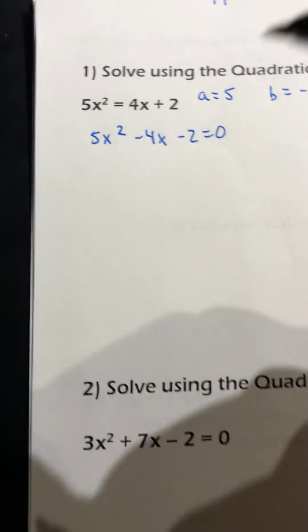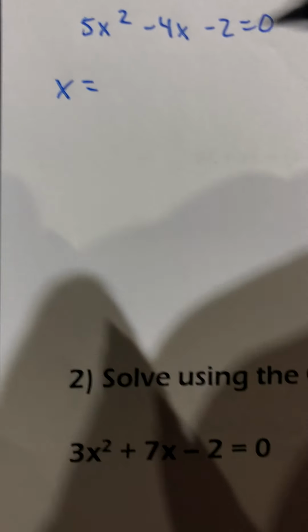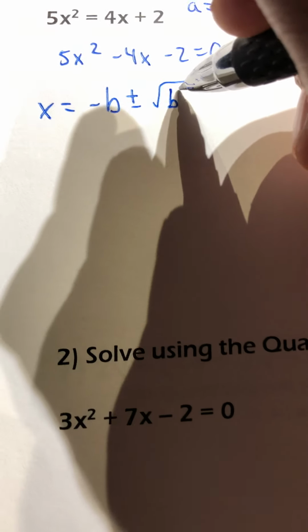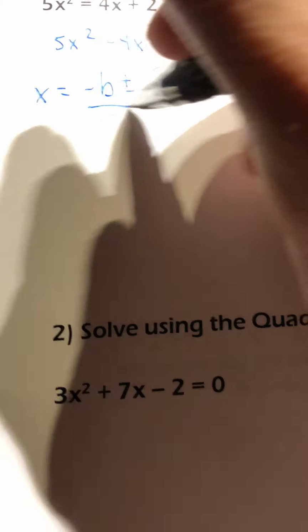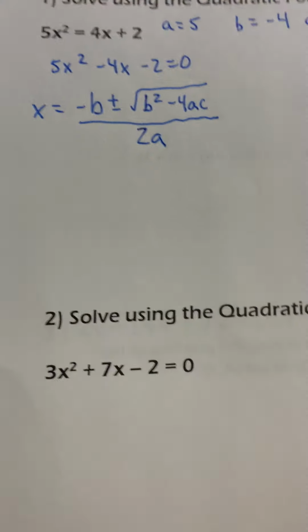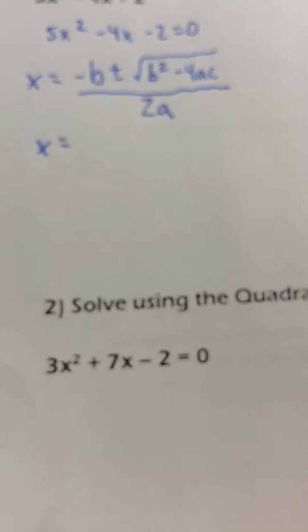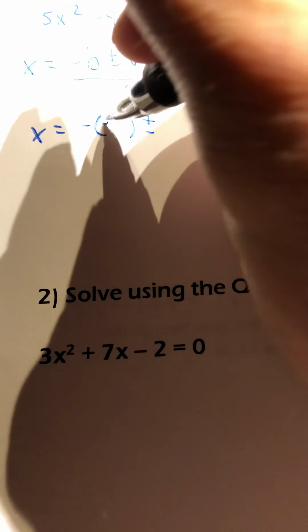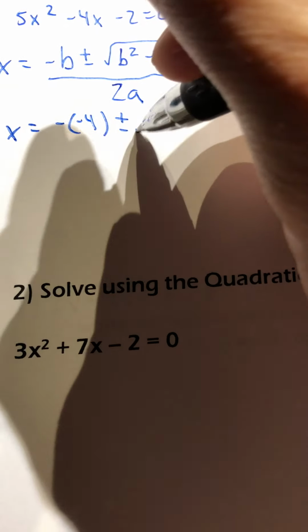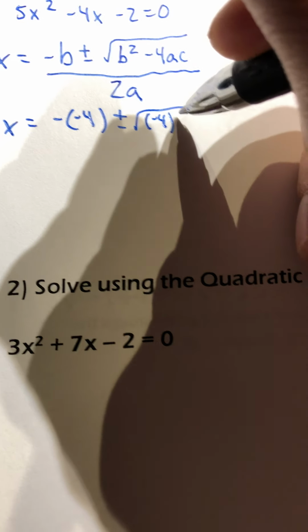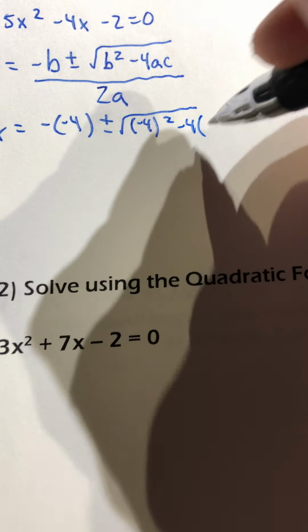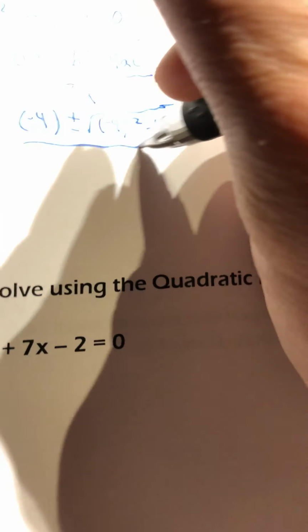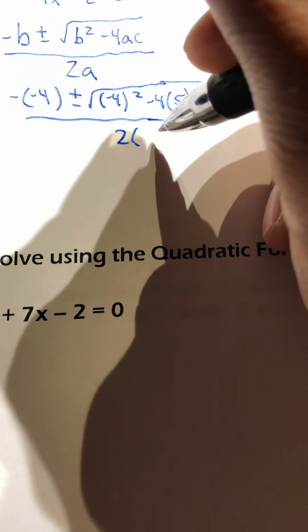Our quadratic formula is x is equal to negative b plus or minus the square root of b squared minus 4ac, all over 2a. So I have x is equal to our b value, which is a negative 4. So I'm going to plug that in here as well. So negative 4 squared minus 4 times a, which is 5, times c, which is negative 2. Make sure all of your values are plugged in with the correct signs. 2 times a, which is 5.